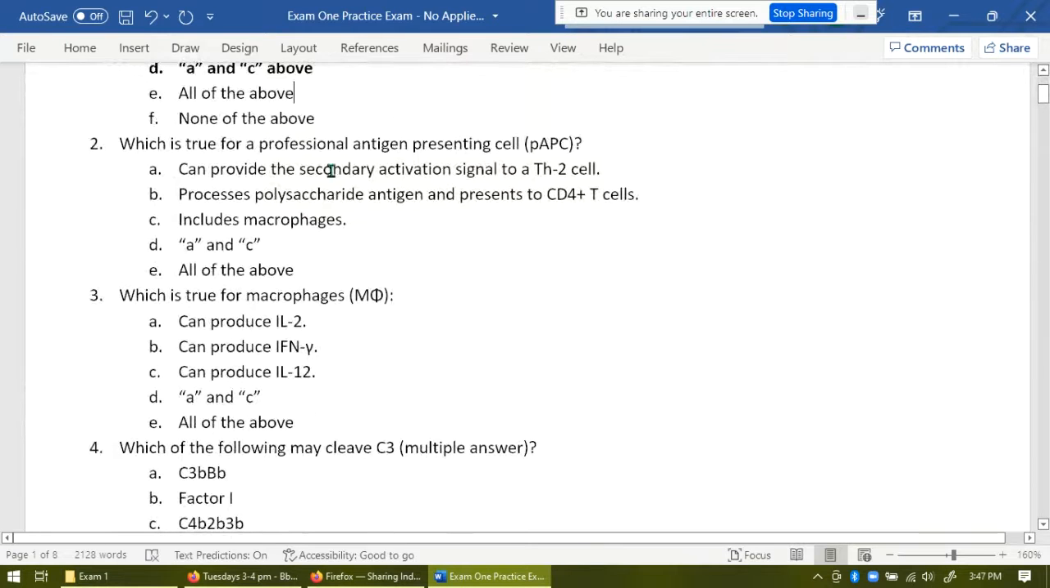Which is true for a professional antigen presenting cell? It can provide secondary activation signals to a Th2 cell. It processes polysaccharide antigens and presents them to CD4 positive T cells and includes macrophages. So this first one is definitely true. Remember, B7 is one of the things that they have to express, and that provides the secondary activation signal. Second one is not true. Polysaccharides are not presented in MHC2. Okay. Polysaccharides really aren't presenting to T cells at all. But macrophages are definitely an example of a professional antigen presenting cell. This one's A and C.